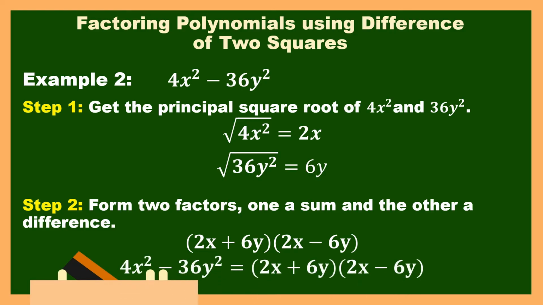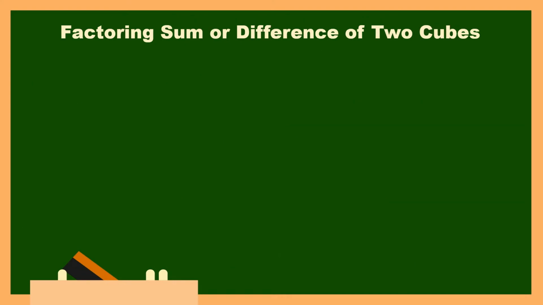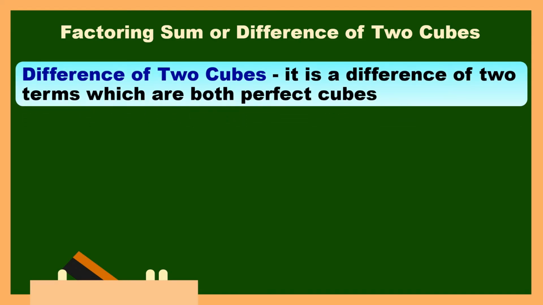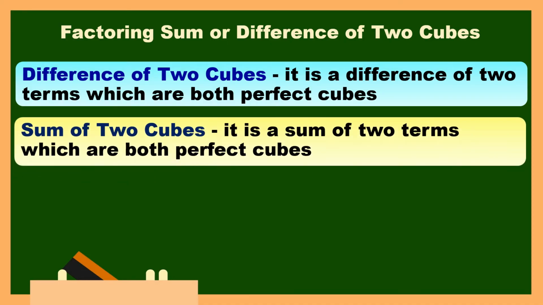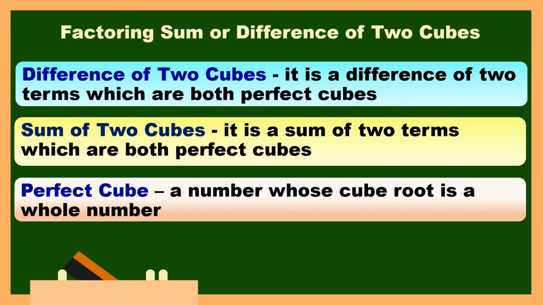Therefore, the polynomial 4x squared minus 36y squared has the factors of the quantity 2x plus 6y times the quantity of 2x minus 6y. Next is factoring sum or difference of two cubes. Difference of two cubes is a difference of two terms which are both perfect cubes. And when we say sum of two cubes, it is a sum of two terms which are both perfect cubes. And perfect cube means it is a number whose cube root is a whole number.